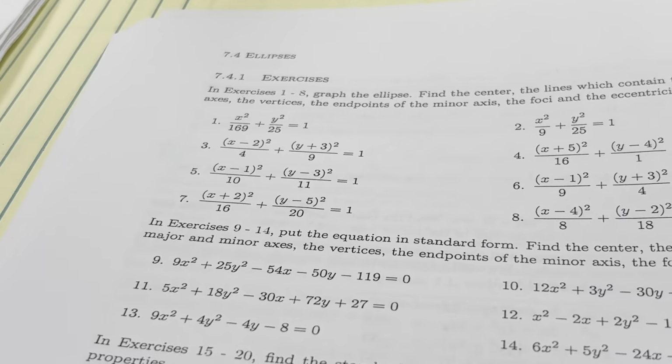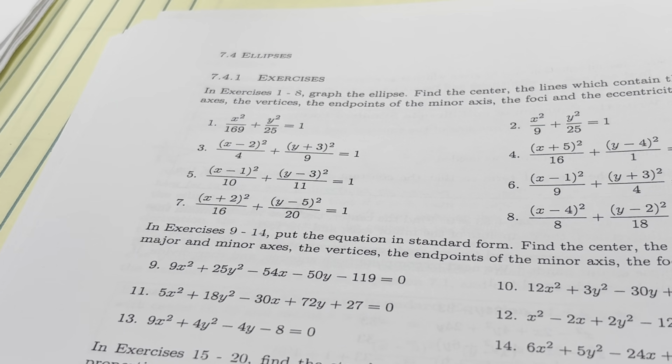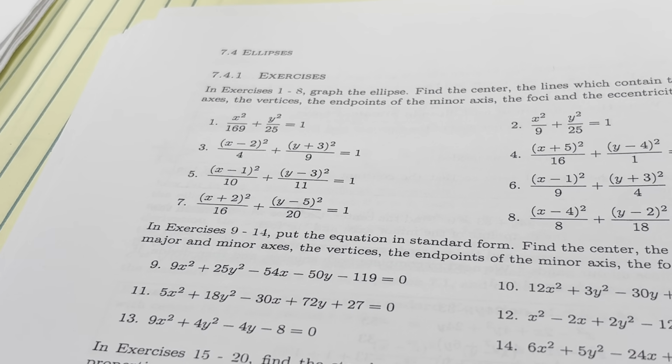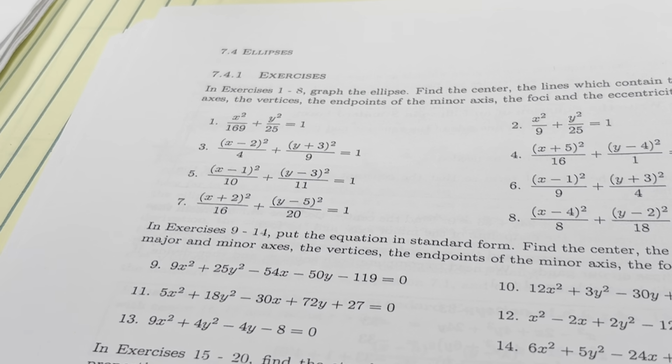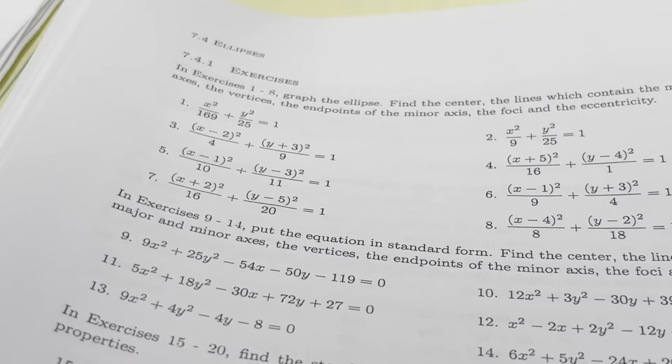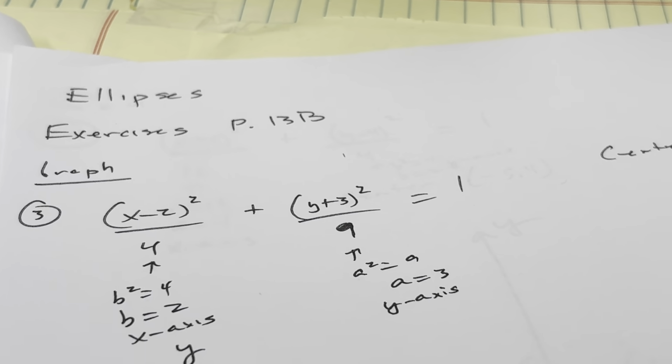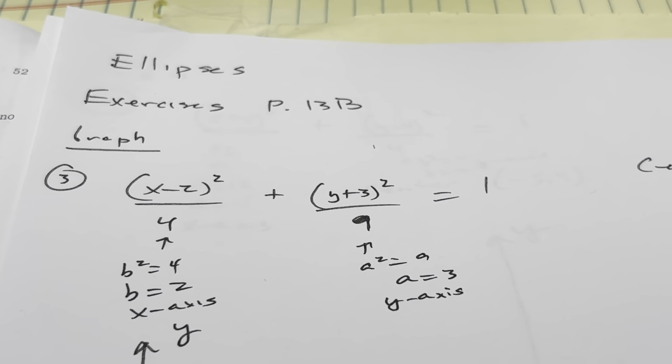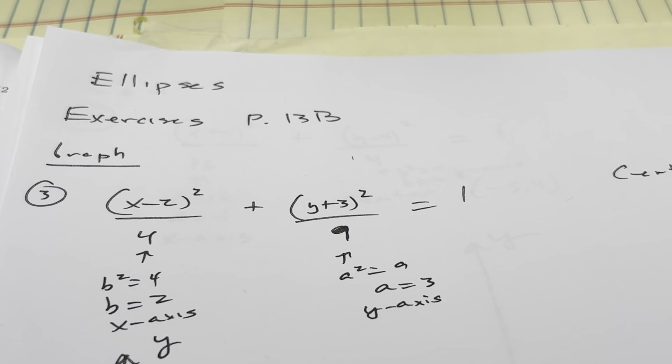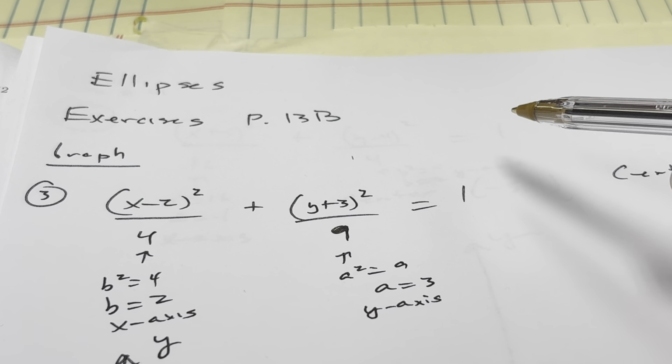All right, so our notes are going to be a little bit quicker for this on the ellipse side, and then we're going to talk about the Math 111 SIUC final exam little assignment that we have. You've got paper here, ellipses, exercises, page 13B in this packet you don't have.